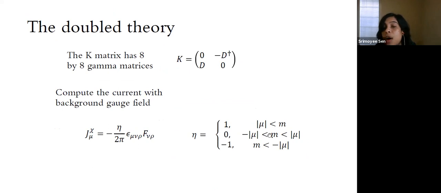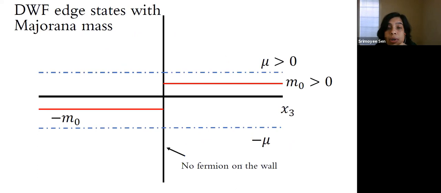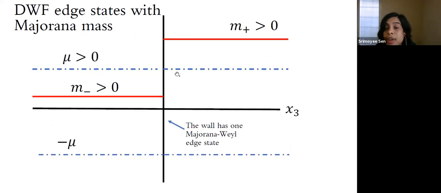It becomes zero for the cases where the Dirac mass is smaller than the magnitude of the Majorana mass. And when the Dirac mass is bigger than the magnitude of the Majorana mass, but it's smaller than the negative of the Majorana mass, then it's negative. So what happens then is that if you look at this case, on one side of the wall, you have a current inflow of plus one, on the other side, you have zero. So you're able to count one Majorana Weyl edge state like that.